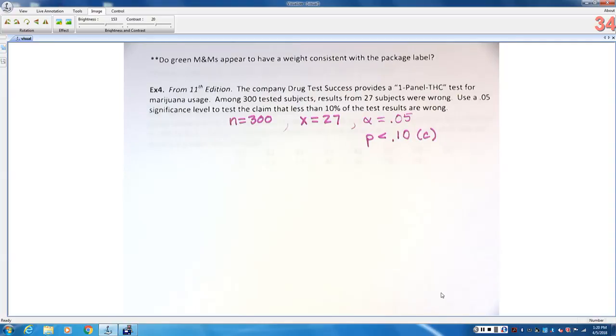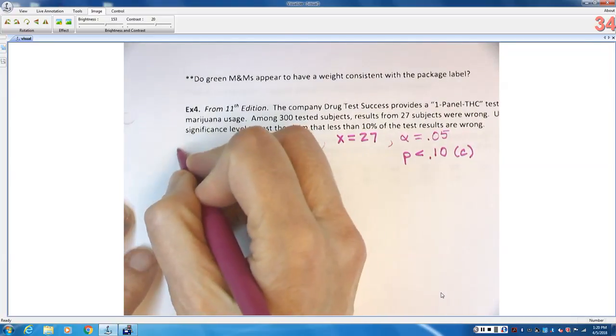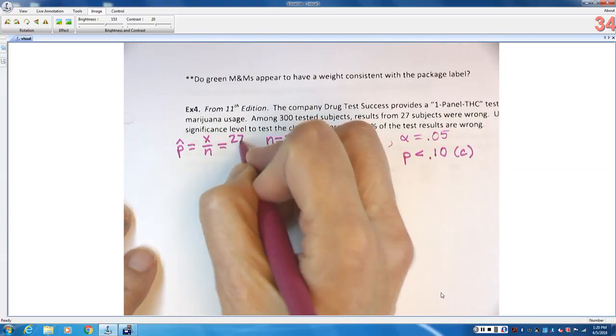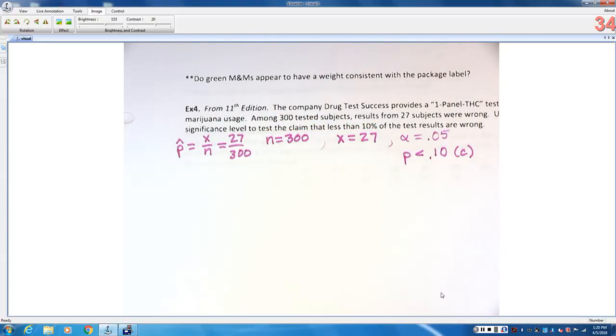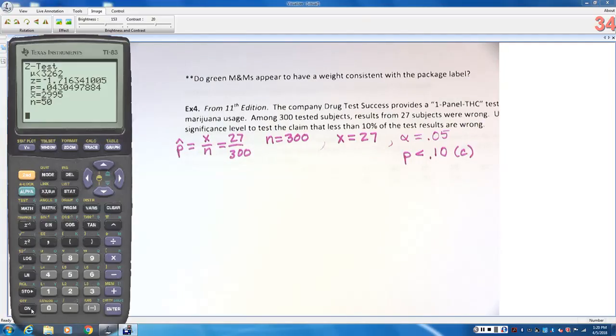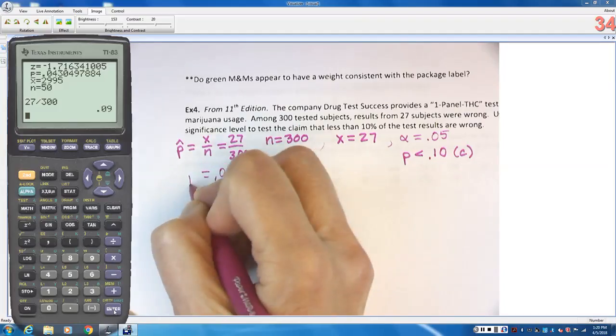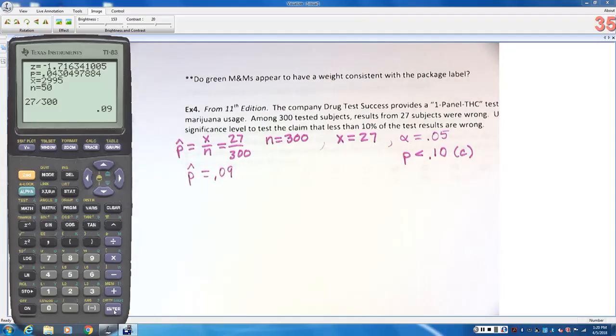Okay, so now we can find our p hat, which is x over n, 27 over 300. We don't really have to find p hat for this. Our calculator will find it when we do the one prop z test. But we can do 27 divided by 300. And that's .09. So our p hat is less than p.